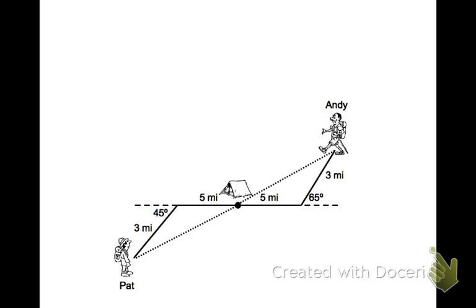It is correct with Andy. Why is Andy the closest? 65 is the exterior angle. What's the interior angle? 115, good. What's the interior angle here at the 45 degree? 135. So who has the smaller included angle? Andy. So Andy would be closer because the angle is smaller.